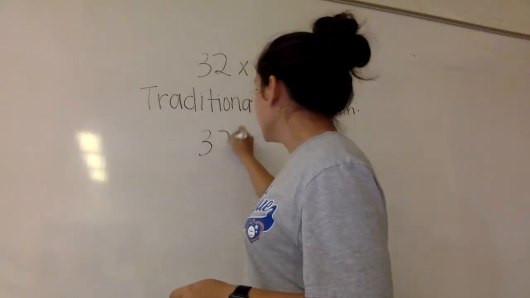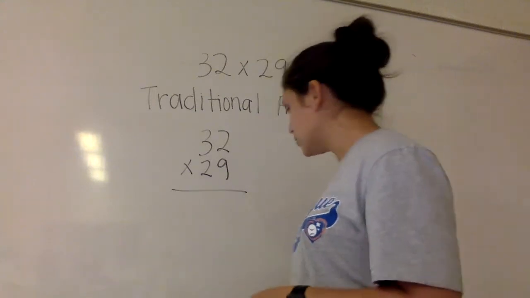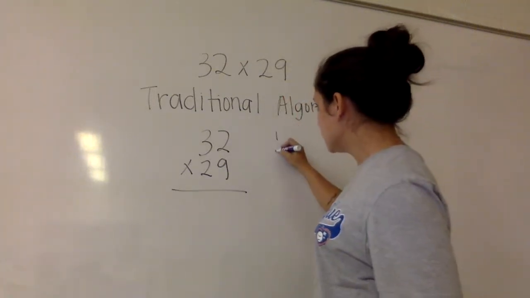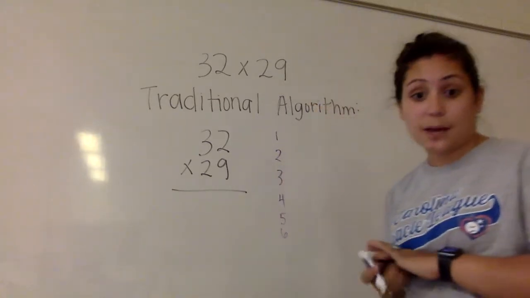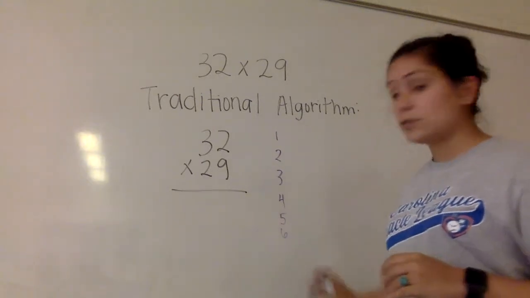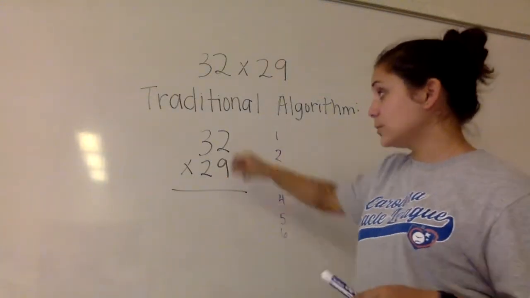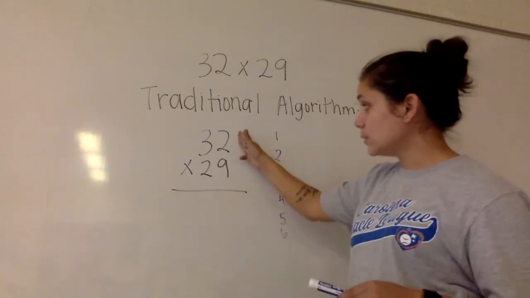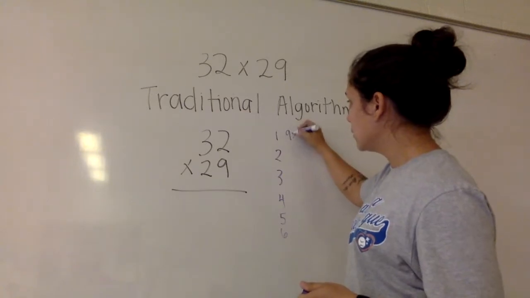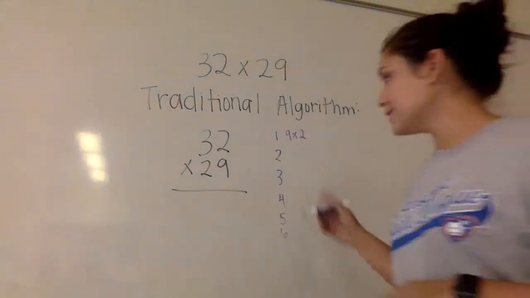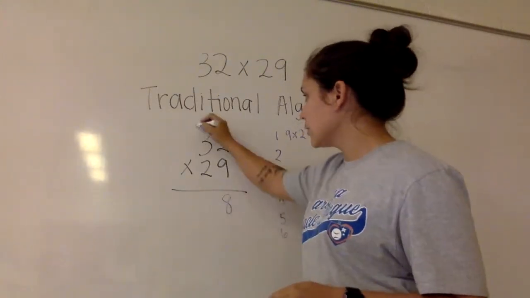So with traditional algorithm, this is how you set up your problem. And with traditional algorithm, I like to go over to the side and list my steps. So we've got 6 steps with traditional algorithm. And with the steps, you want your students to make sure they're seeing all of them. So the first thing you're going to do, we're just going to jump right into it, is 9 times 2. You're going to start in your ones column. You're going to stay in your ones column. 9 times 2, which we know is 18. So just like addition, tell your students, you're going to write your 8, you're going to carry your 1.